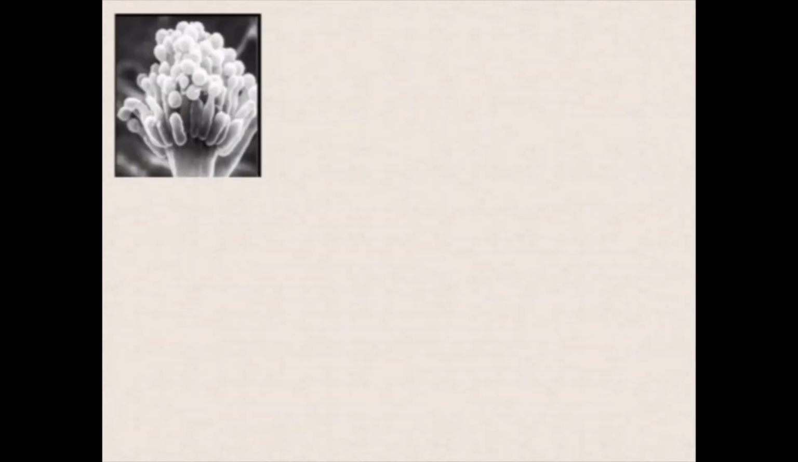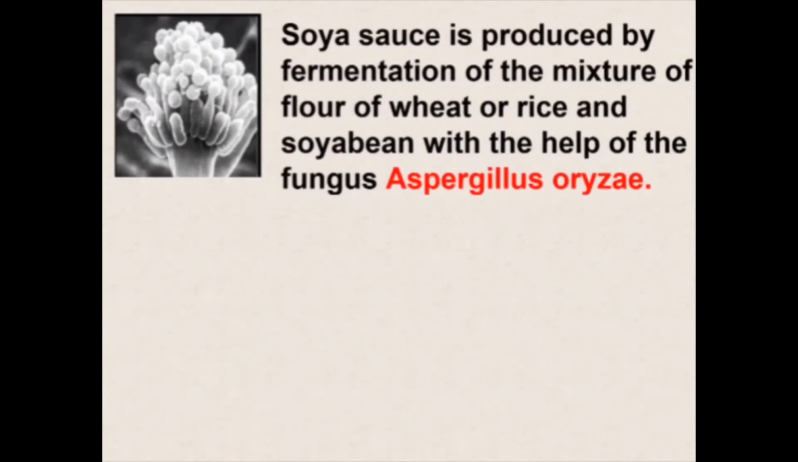Now let's see how soya sauce is made. Soya sauce is produced by fermentation of a mixture of wheat or rice flour and soyabean with the help of the fungus Aspergillus oryzae. Students, I have already explained to you the meaning of enzymes.